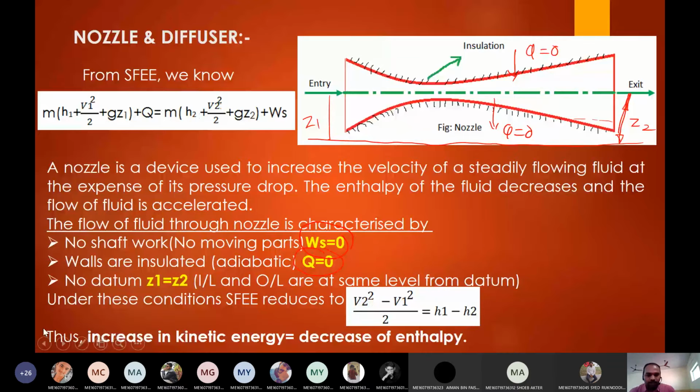So in the absence of these terms, the equation is reduced to V2 square minus V1 square by 2 is equal to H1 minus H2. What is the meaning of V2 square minus V1 square by 2? V2 is greater than V1. Agree? Yes, sir. Right? It means the increase in kinetic energy is nothing but the decrease in enthalpy. H1 minus H2 means enthalpy is decreasing from inlet to outlet.